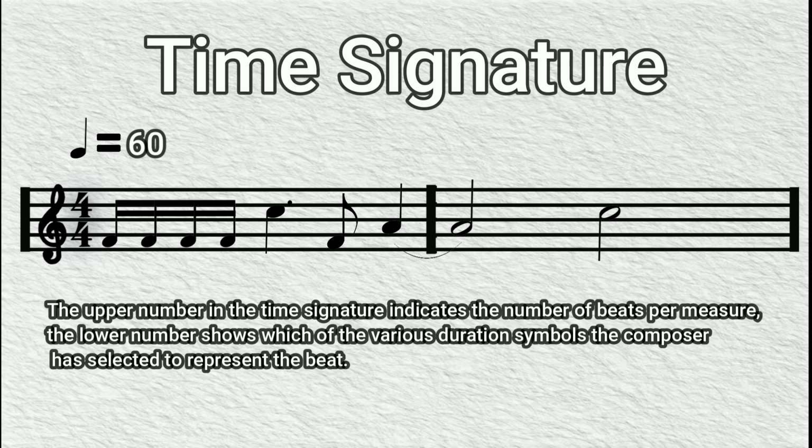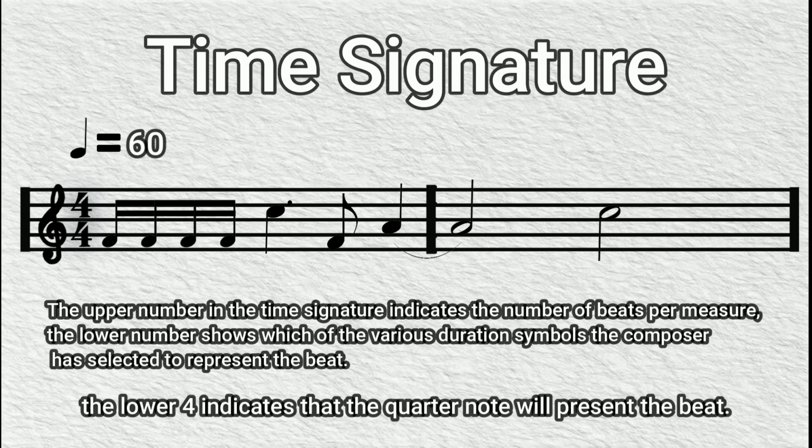The upper number in the time signature indicates the number of beats per measure. The lower number shows which of the various duration symbols the composer has selected to represent the beat. Here you see the 4/4. The lower 4 indicates that the quarter note will represent the beat.